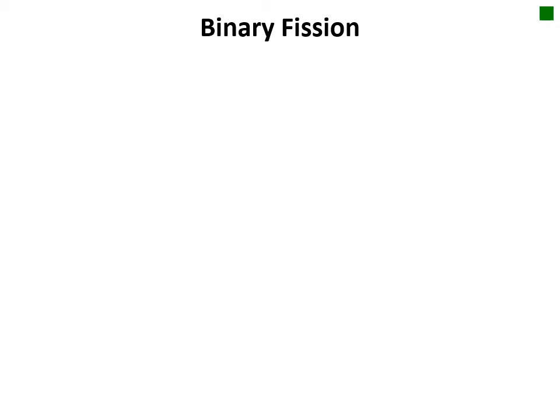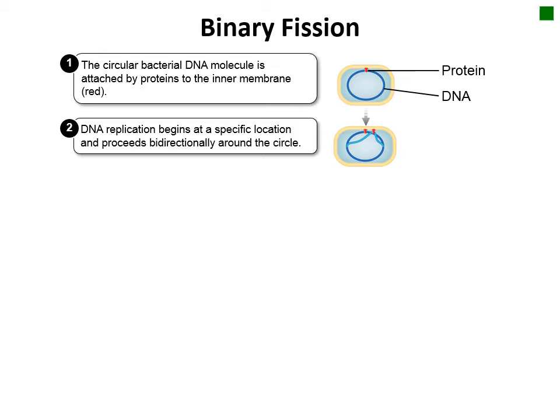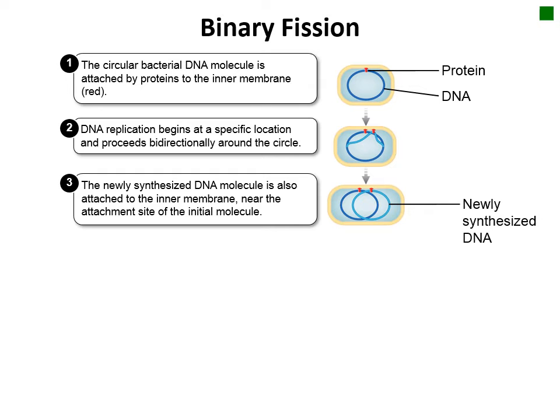During binary fission, a cell replicates its DNA, increases in size, and divides into two daughter cells. Remember that prokaryotes do not have a nucleus, so this process is pretty straightforward. The circular DNA that makes up the prokaryotic genome is attached to the cell membrane by a protein. Next, DNA replication is initiated at a specific location on the DNA molecule and proceeds in opposite directions around the circle. The two copies of the genome are both attached to the membrane with proteins.